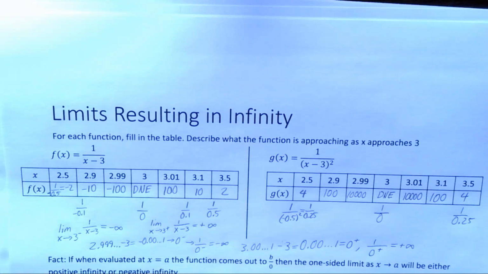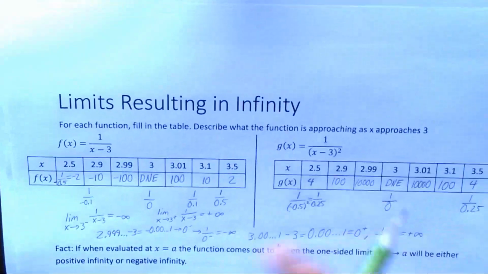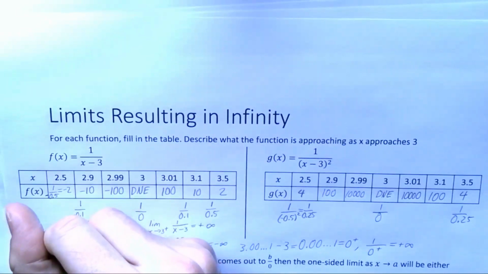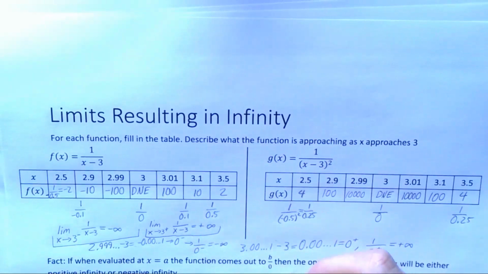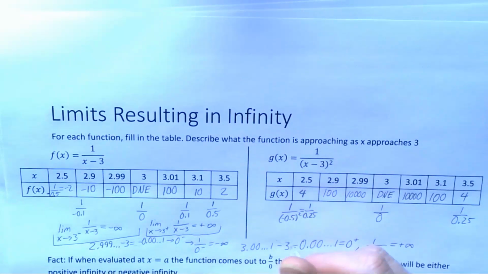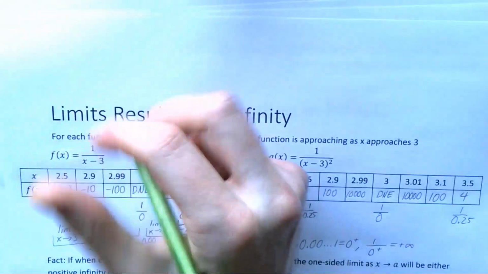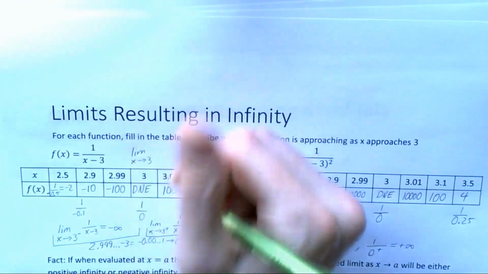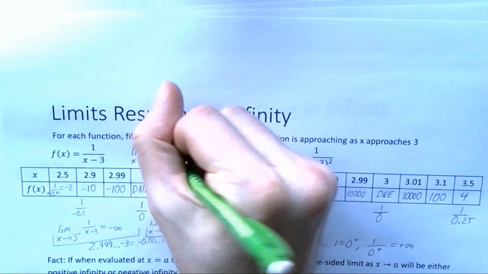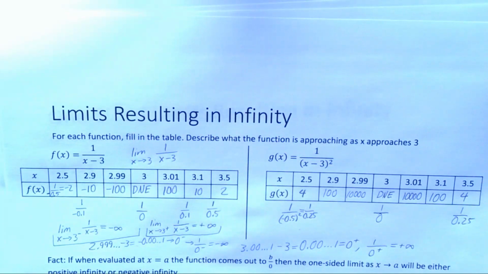Okay, so now if we take a look at these two limits, this is the left and right hand limit. Think about, what does this mean for the two-sided limit as x approaches 3 of 1 over x minus 3? I'll pause for just a second. Well, more than a second.